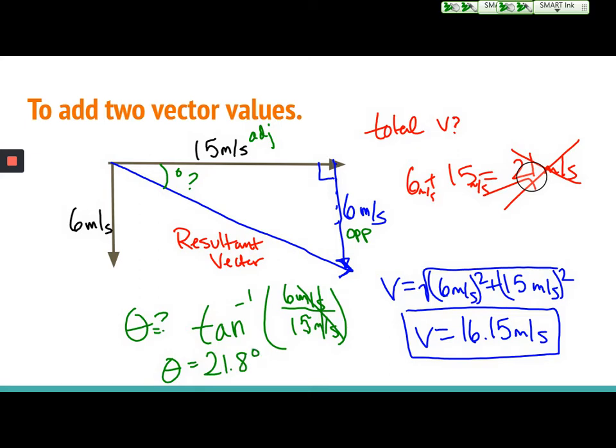So this person is going 16.15 meters per second at an angle of 21.8 degrees. So your true final answer, total velocity, will be 16.15 meters per second at 21.8 degrees, with respect to the horizontal, negative, because that's a -6 direction. So this is how you would add two vectors.